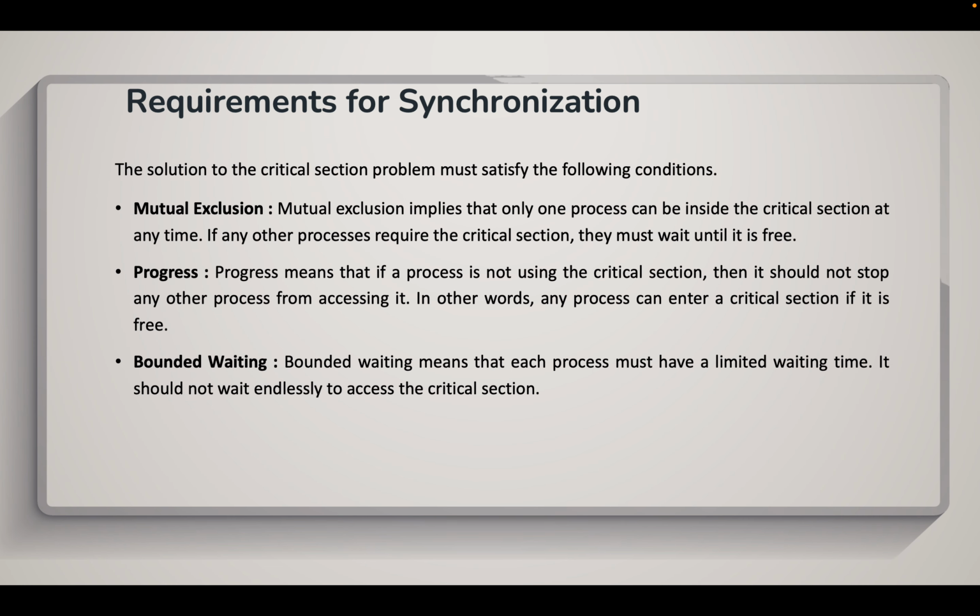What are the requirements of synchronization? For synchronization of processes, mutual exclusion is needed. Two processes have to be mutually exclusive among themselves. Progress means if a process is not using the critical section, then it should not stop the other process. It has to give way for the other process to execute. Bounded waiting means each process must have a limited waiting time, so it should not wait for a long time.